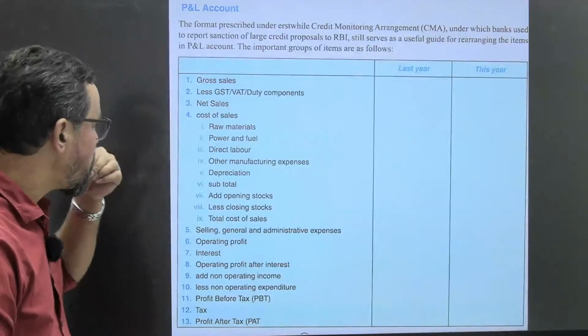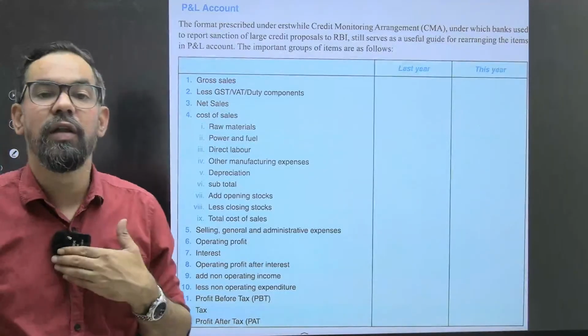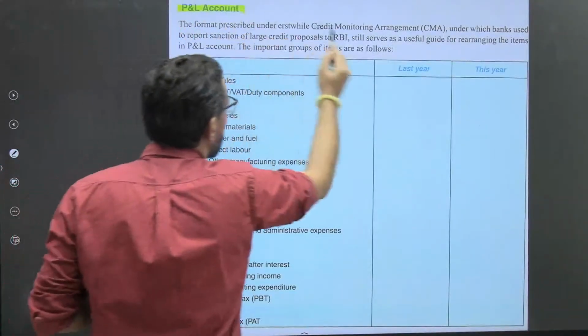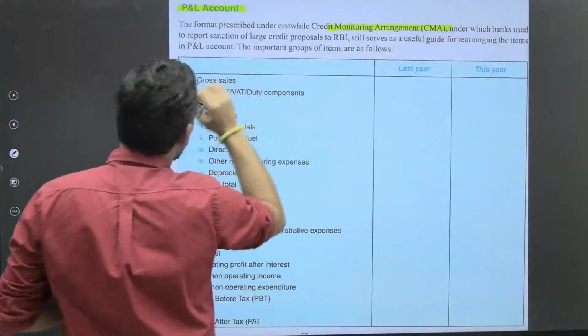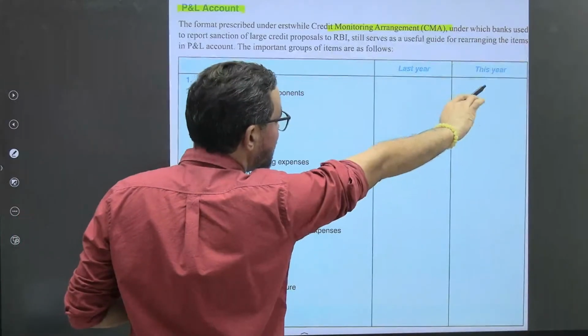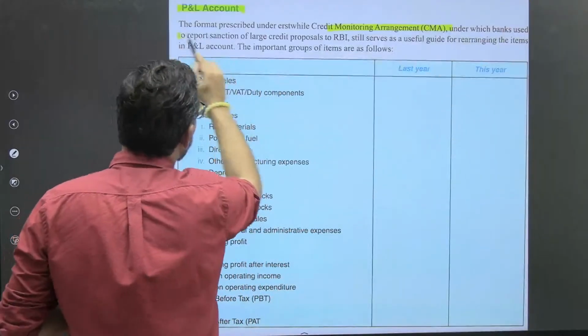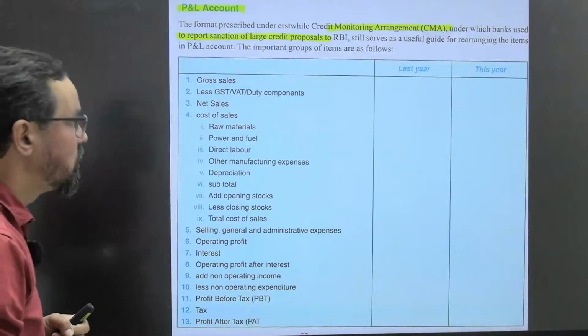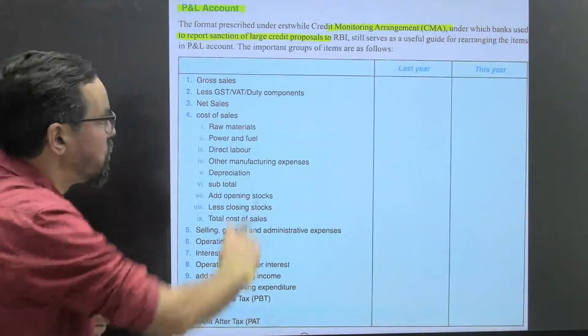ठीक है, so for the आपका purposes like जैसे credit monitoring या आपका appraisal purposes. ठीक है, so हम लोग, so the format prescribed under East 12 is credit monitoring arrangement under the bank used to report sections of large credit proposals to RBI. Still serve as a useful guidelines of this.